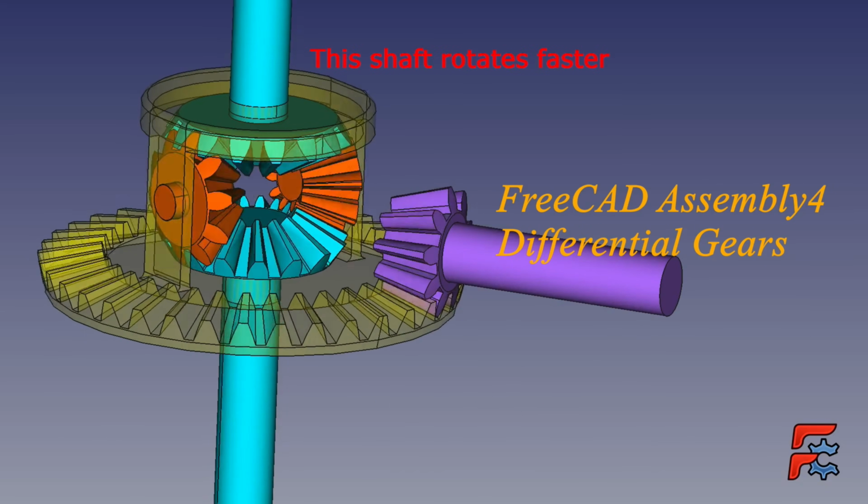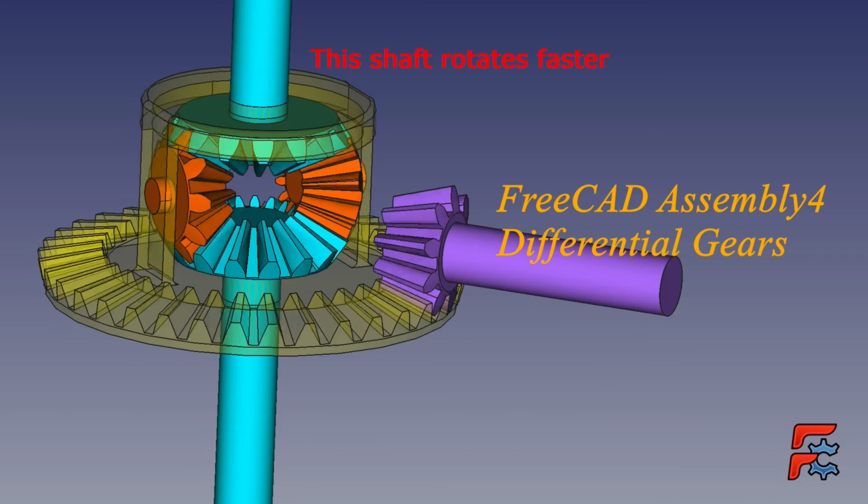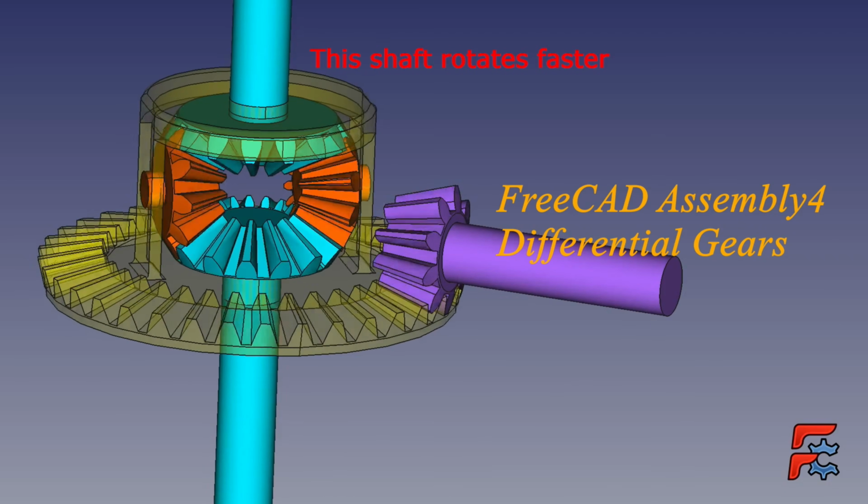On the other hand, when turning left, the spider gears reverse and the right shaft rotates faster than the left shaft.